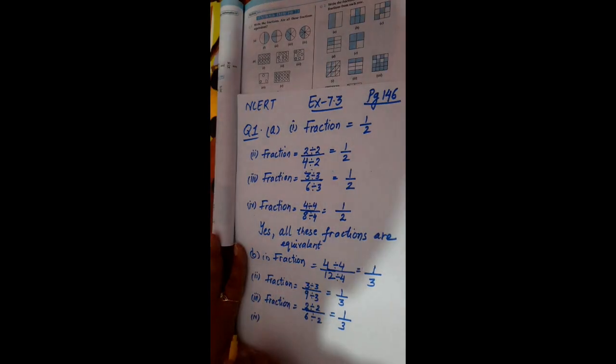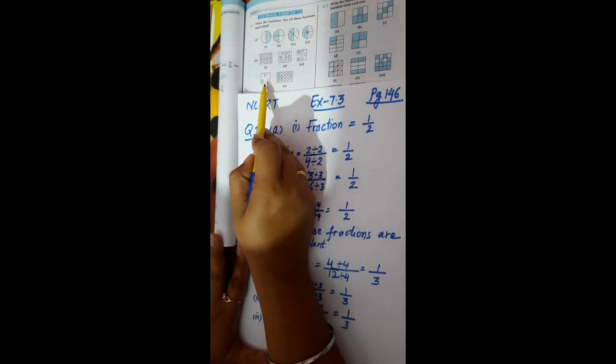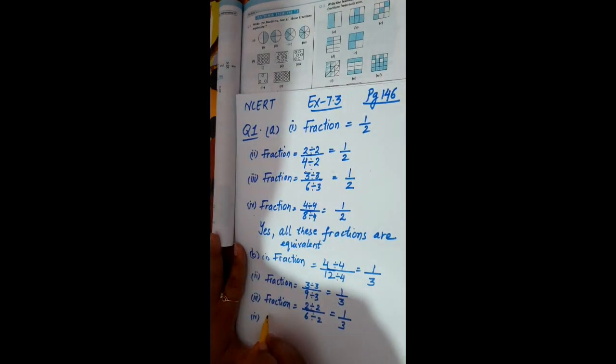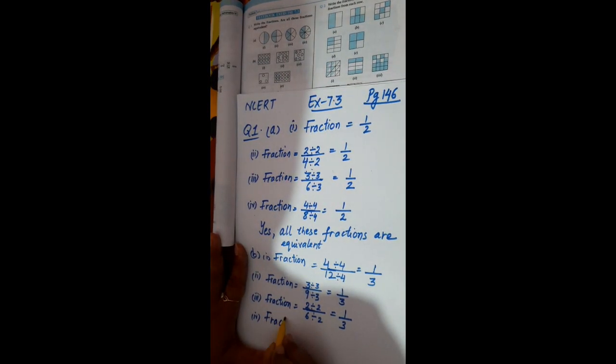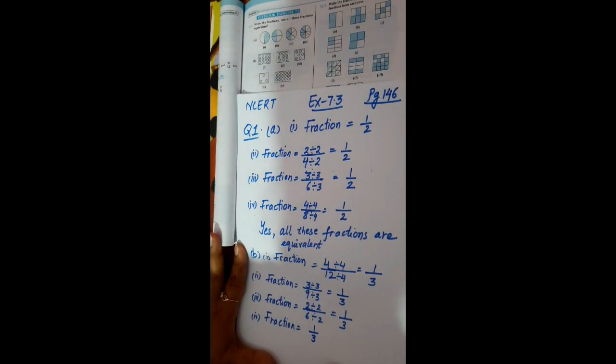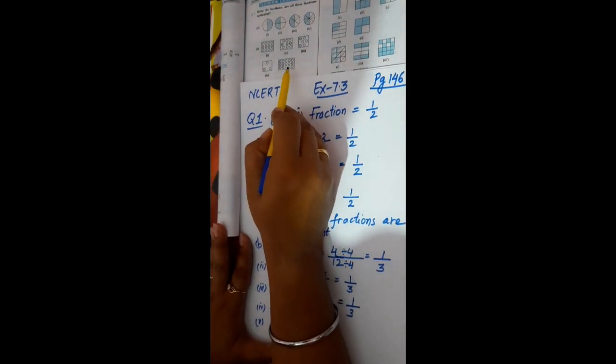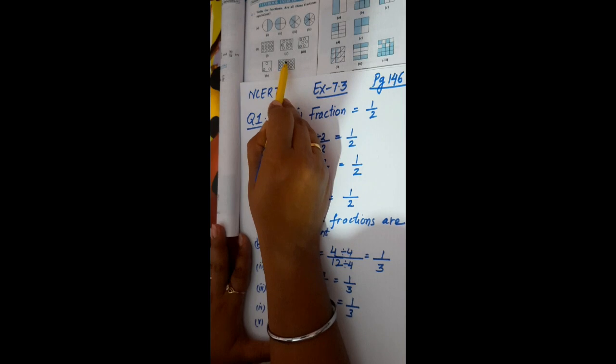Now fourth you have this figure. In this, total number of objects 1, 2, 3, and out of 3 only 1 is shaded. So your fraction of fourth is 1 upon 3, and this 1 upon 3 is already in lowest form. Now fifth figure, let's count the total number of objects. 1, 2, 3, 4, 5, 6, 7, 8, 9, 10, 11, 12, 13, 14, 15.